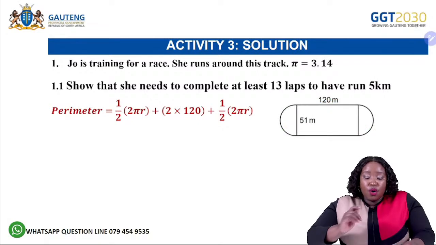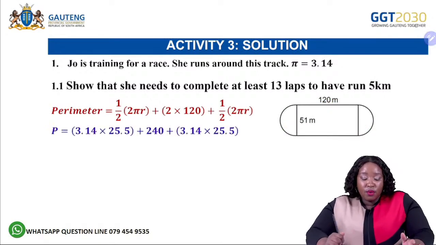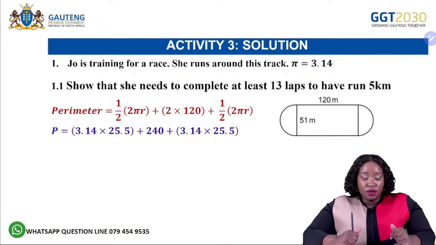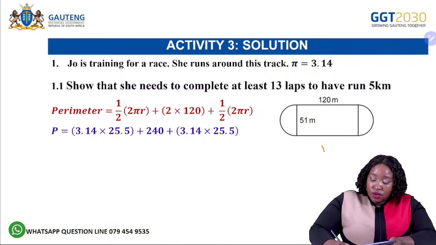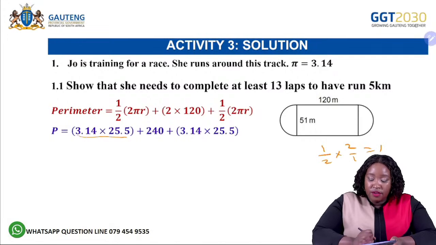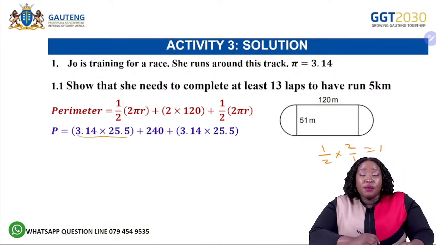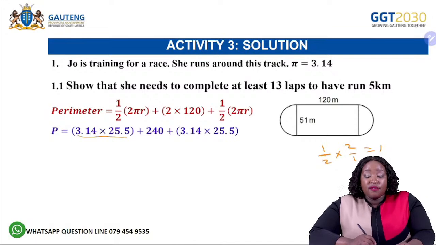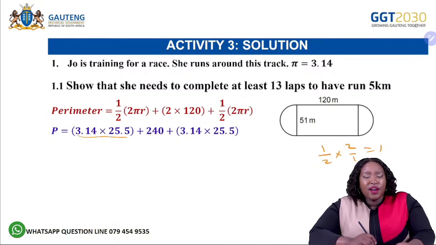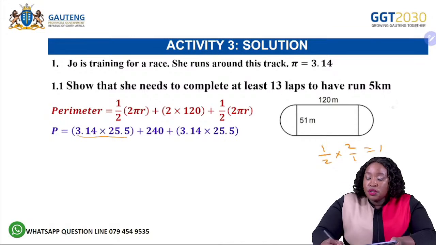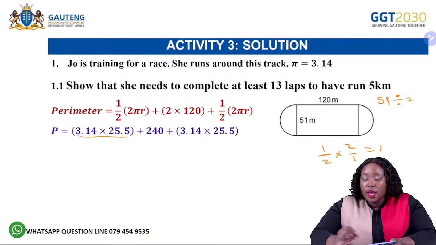Right. So once we have our formula, it would be quite easy for us to substitute into it. So we are substituting a half. So here, what you see, the half and the 2 didn't disappear. Remember, half times 2 over 1 will give us 1. Hence, we don't have any 2's there, right? So we substitute and we get 3,14 times 25.5. Where did we find 25.5? Yes, I hope you still remember I showed you a hint here. It's 51 divided by 2. Okay, that's where we get 25.5.